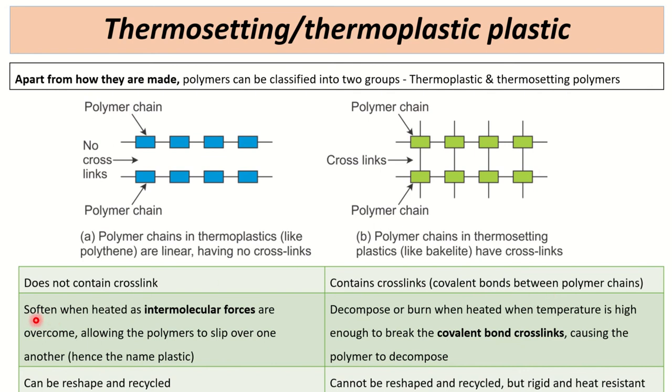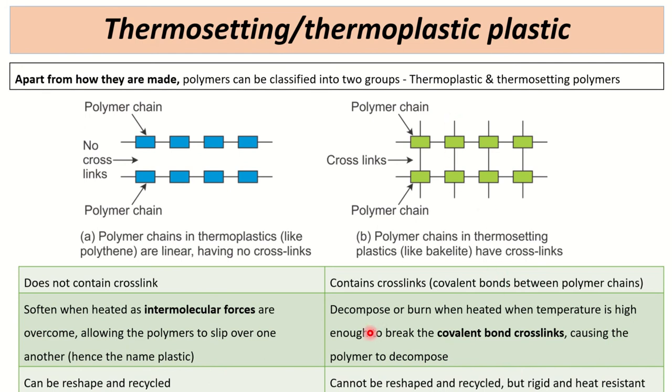The way it works is it softens when heated as intermolecular forces are overcome, allowing the polymers to slip over one another. So that's the idea of the heating process. It makes it easy to reshape and recycle.